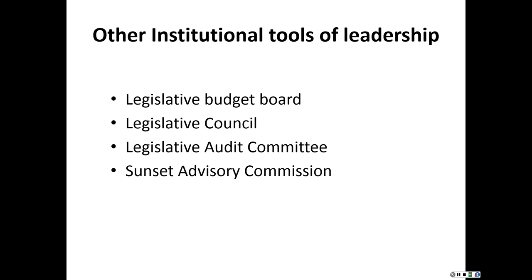Sunset Advisory Commission. This commission was created in 1977. The job of the Sunset Advisory Commission is to identify and eliminate waste, duplication, and inefficiency in government agencies. This 12-member commission is a legislative body that reviews the policies and programs for more than 150 government agencies.